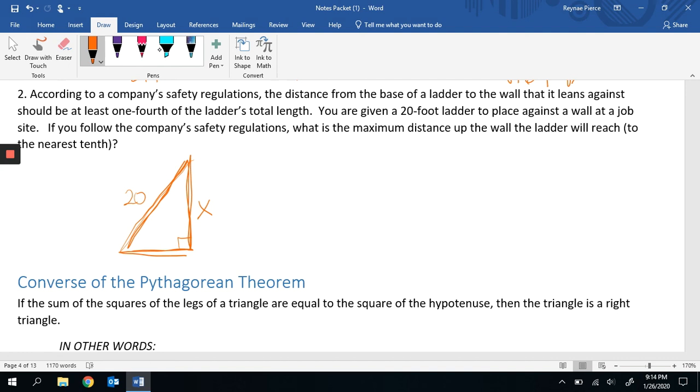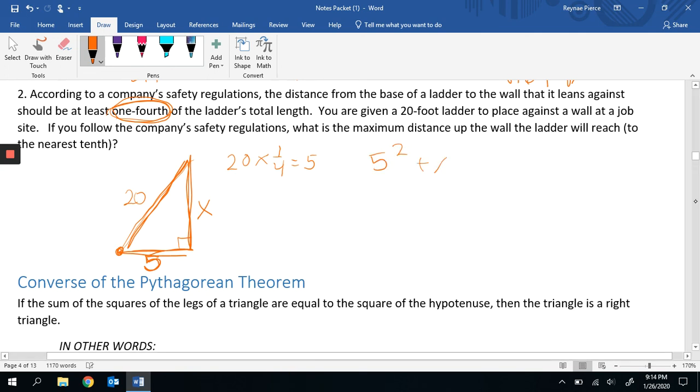Now, remember, the ladder needs to be placed at least a fourth of the distance that the ladder is long. So 1/4 of 20 is 5 feet. So 5 is going to be one of our legs. We're looking for the other leg. And the length of our ladder, the hypotenuse, is 20 feet.